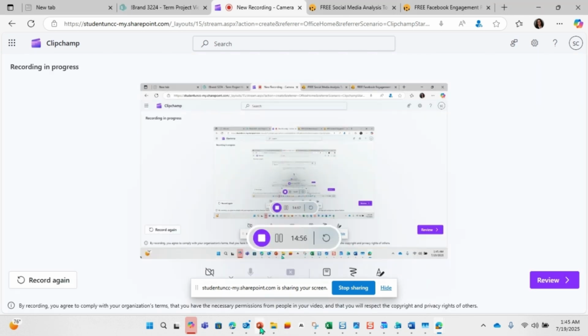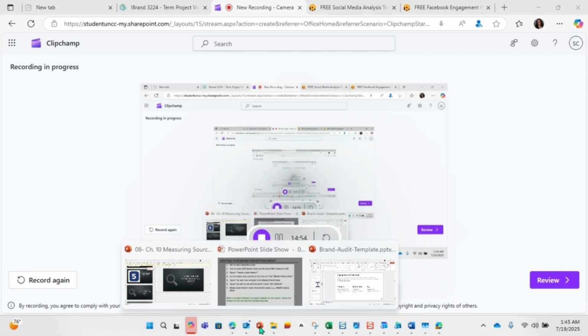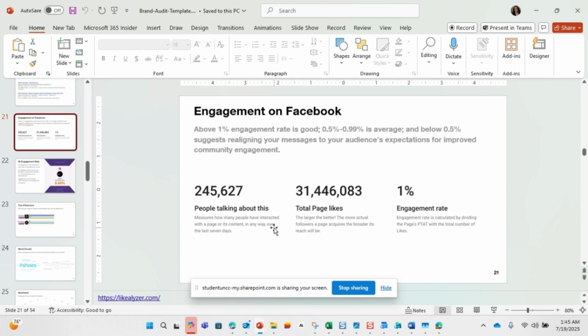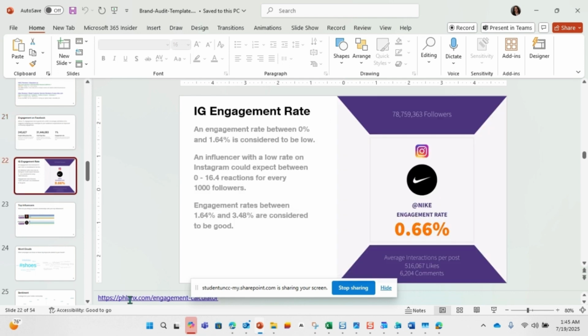So for this week, we have to make a slight adjustment for the fact that we do not have free access, where you don't have to sign up with a credit card, to Like Analyzer. They actually decommissioned this site recently. It was all free, and there is no longer access to it.